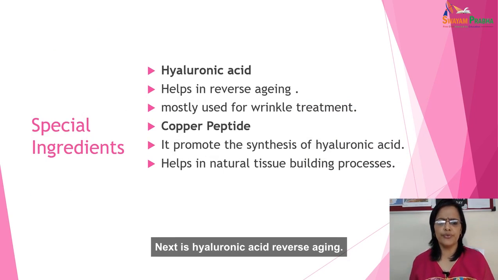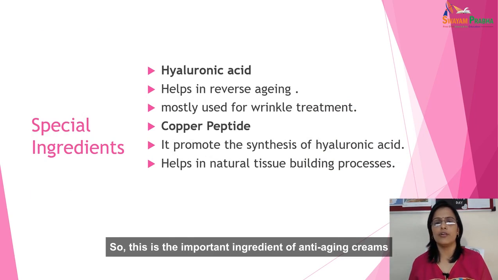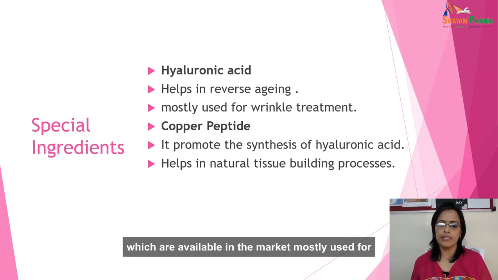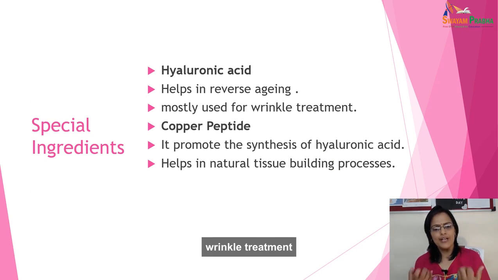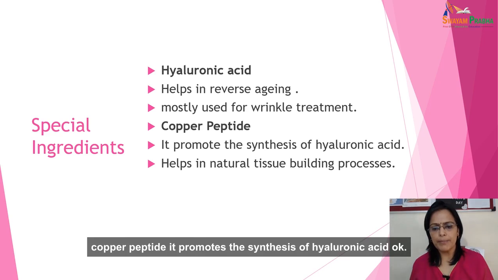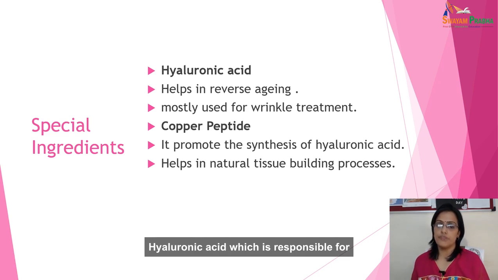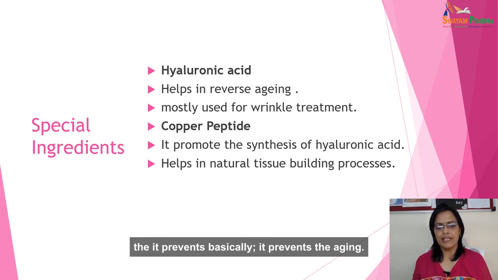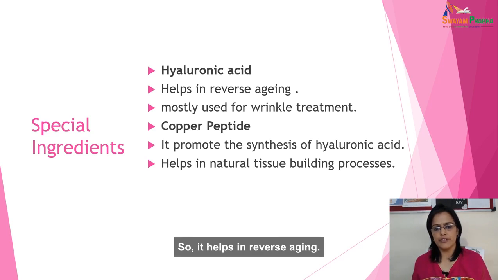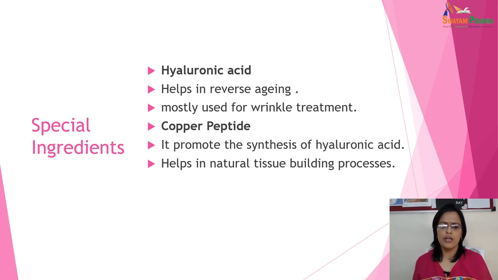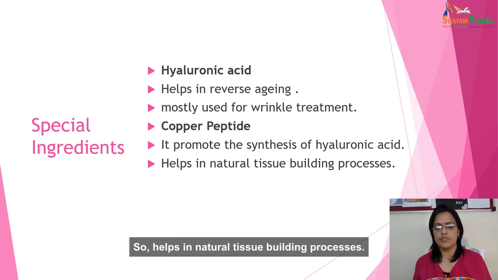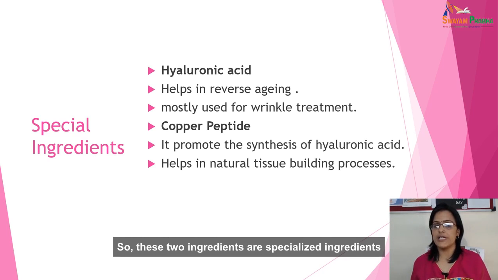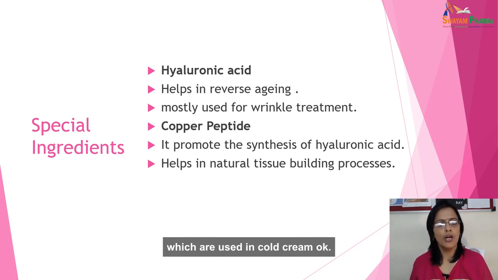Next is hyaluronic acid, which reverses aging. This is an important ingredient of anti-aging creams which are available in the market, mostly used for wrinkle treatment. Copper peptide promotes the synthesis of hyaluronic acid, which prevents aging. So it helps in reverse aging and in the natural tissue building process. These two are specialized ingredients which are used in cold cream.